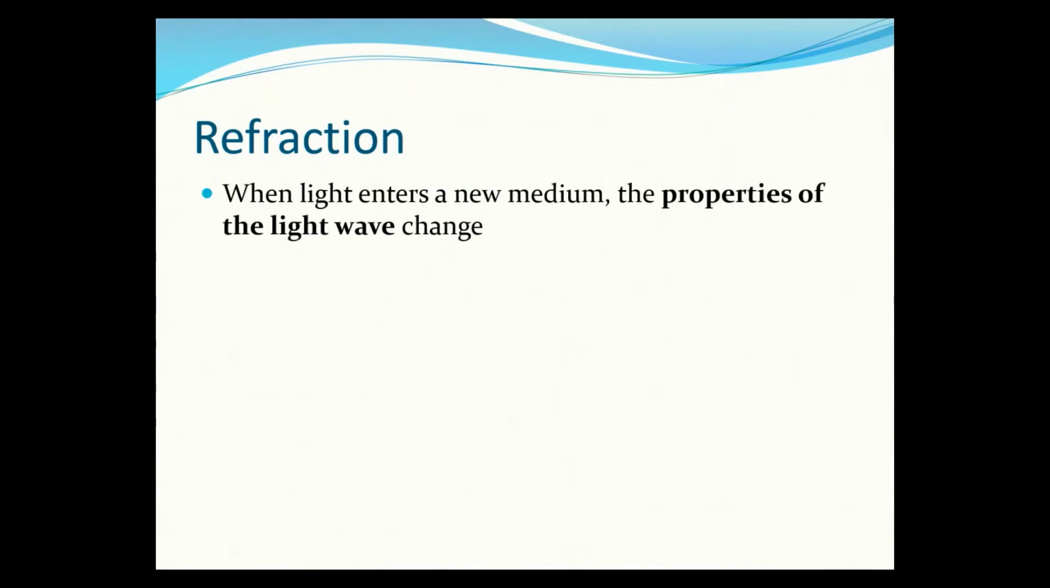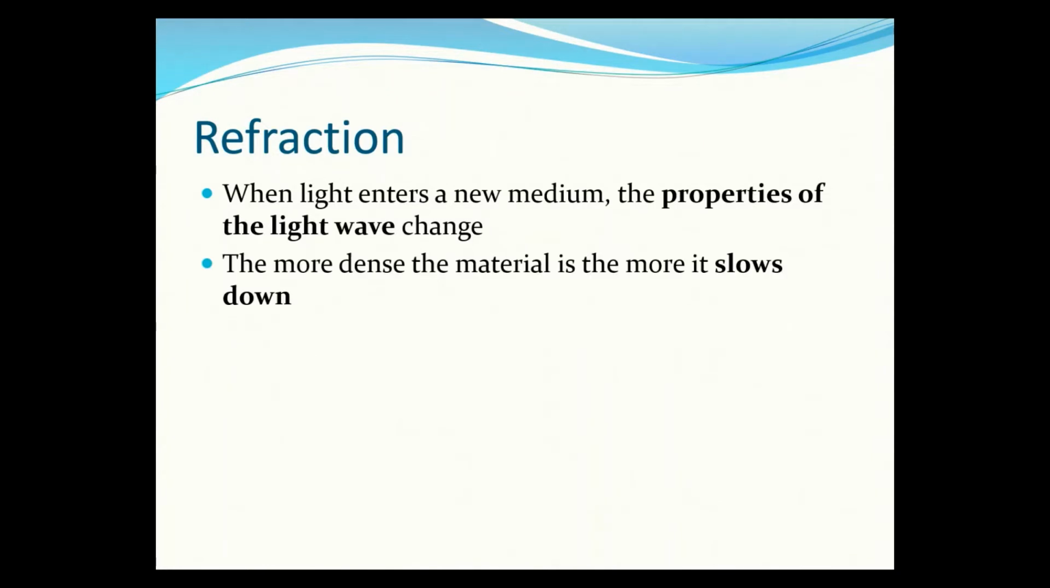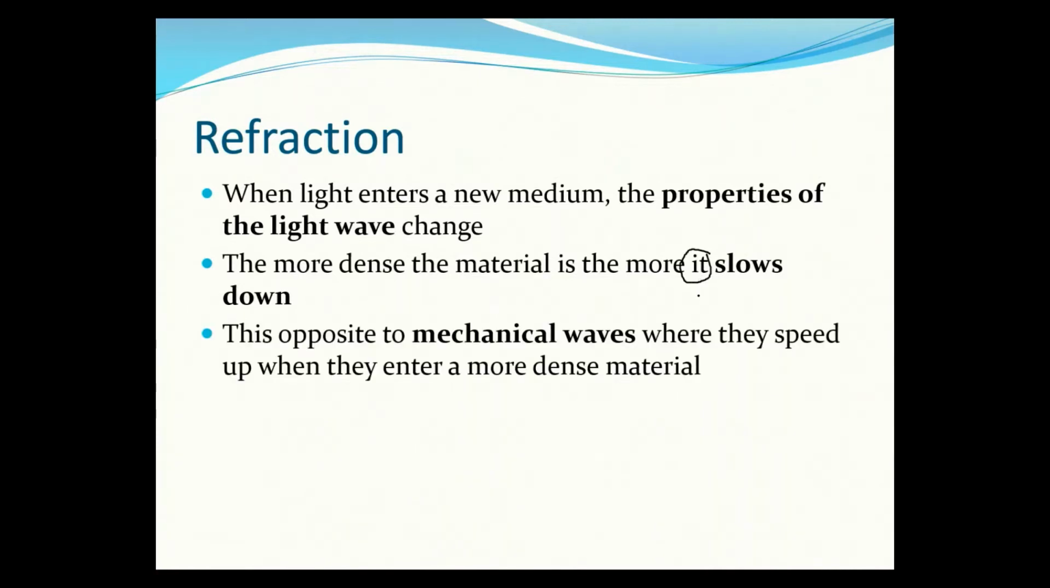So when light enters a new medium, the properties of the light wave change. The more dense the material, the more the light slows down. This is opposite to mechanical waves, which speed up as they enter a more dense medium. So light is behaving a little bit differently than normal waves.